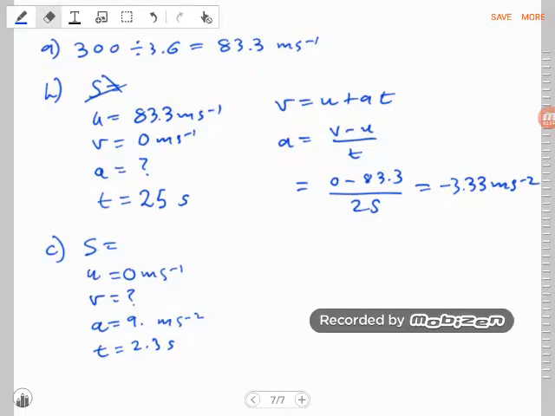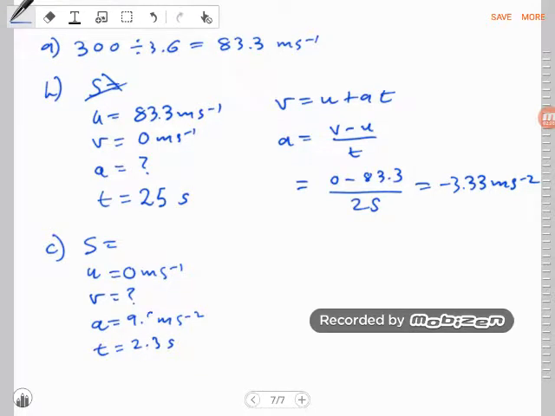Okay, so first off, we're going to use the same equation, v equals u plus at, which gives us 0 plus 9.9 by 2.3. So the takeoff velocity is 22.8 meters per second. Okay, so that's part 1.